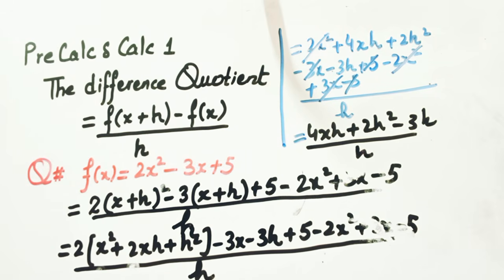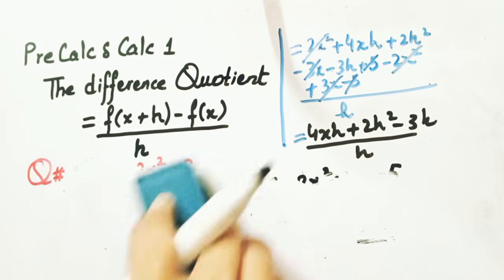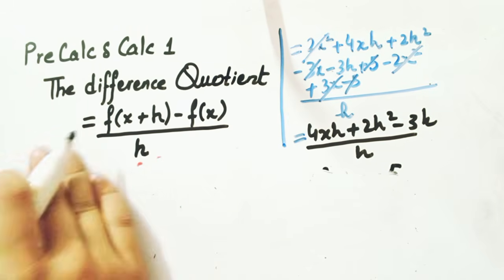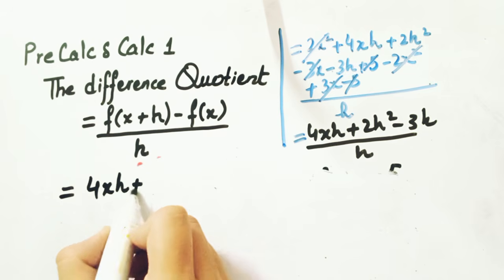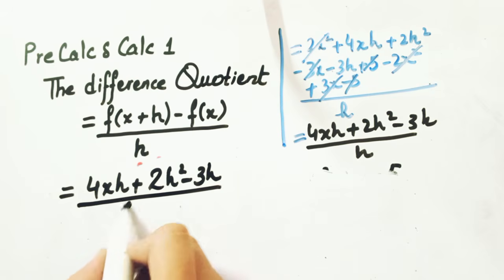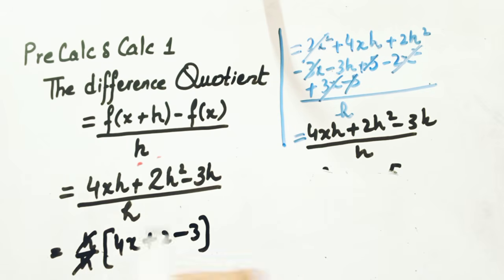Now we will solve this as, we will take h common from this. Again writing here, we get 4xh plus 2h square minus 3 of h divided by h. h is taken as common, 4x plus 2h minus 3. So we get this as 4x plus 2h minus 3.